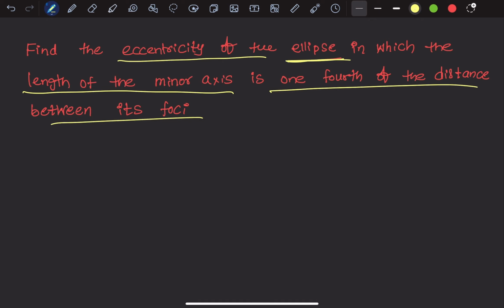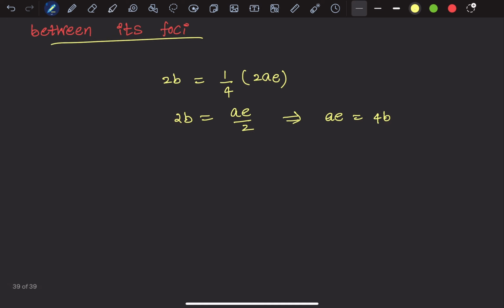So length of the minor axis is 2b. This is equal to 1/4 of the distance between foci, which is 2ae. Alright, 2b is equal to ae upon 2. So ae is equal to 4b. So if we square it on both sides, a square e square is equal to 16b square. So e square is equal to 16b square by a square.